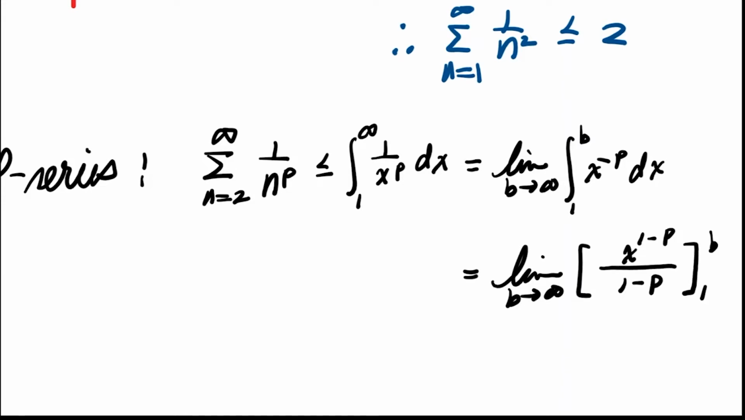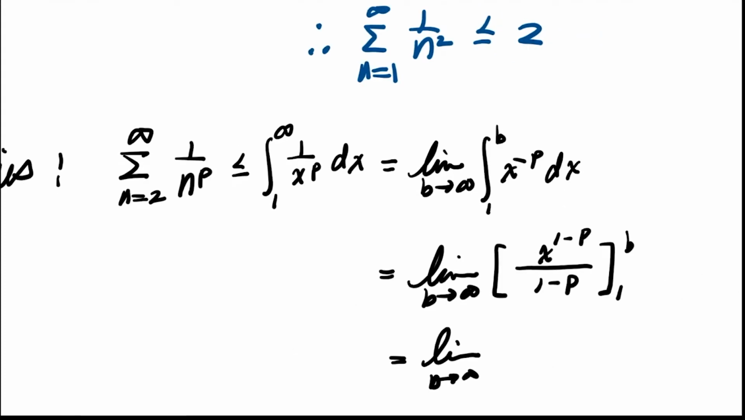Is that how we integrate? Using the power rule? Usually this is like 1/3 or 1/4, but this is in terms of p. And then we substitute b and substitute 1. So what we have is, scroll down a little bit. Okay, so what we have is b to the 1 minus p over 1 minus p, and then we put 1, right? So we can just write it like that, eh?